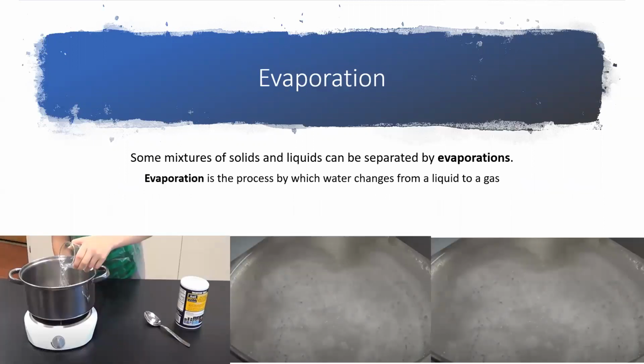And then you have evaporation. Some mixtures of solids and liquids can be separated by evaporation. Evaporation is the process by which water changes from a liquid to a gas. In that same video with the little kids, the older boy separated some salt water using evaporation.